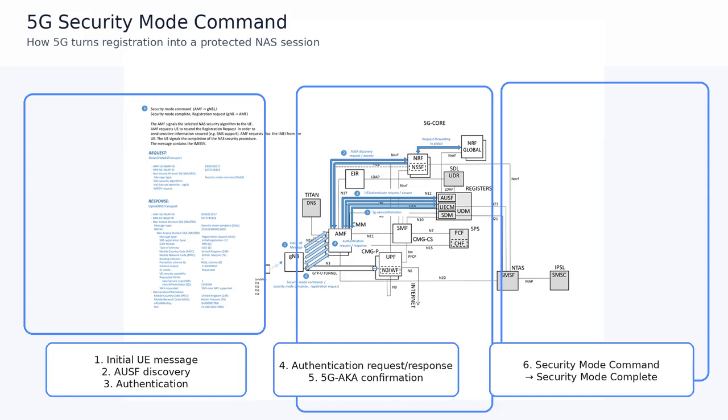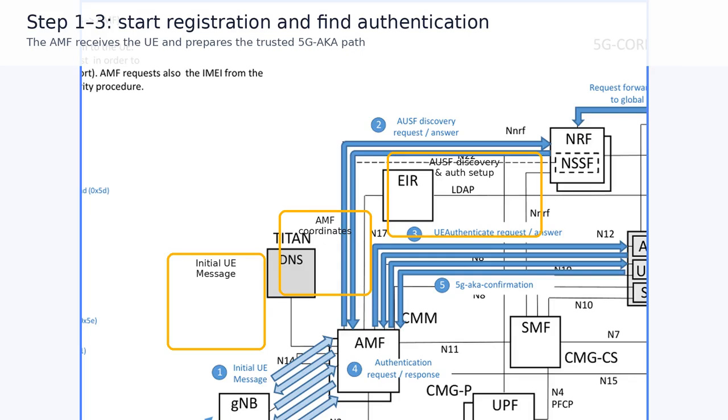So as we move through the flow, keep two questions in mind. First, what is each network function doing? Second, what is changing in the message itself? That is the heart of the security mode command procedure. Establish trust, select protection, and then continue registration with sensitive fields safely carried under security. Let's start at the beginning of the sequence.